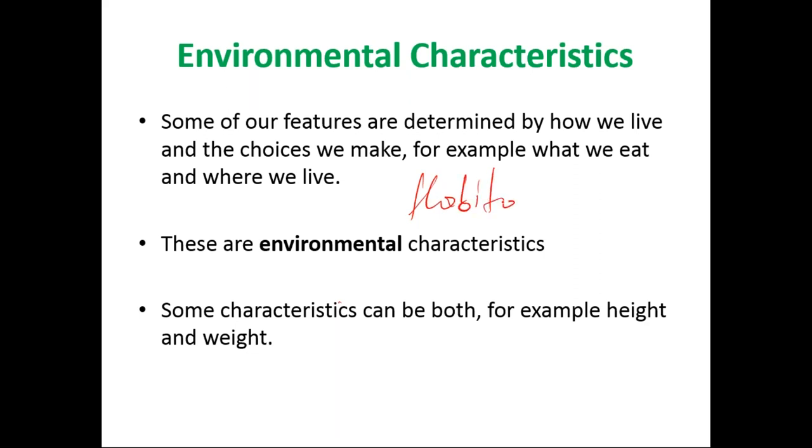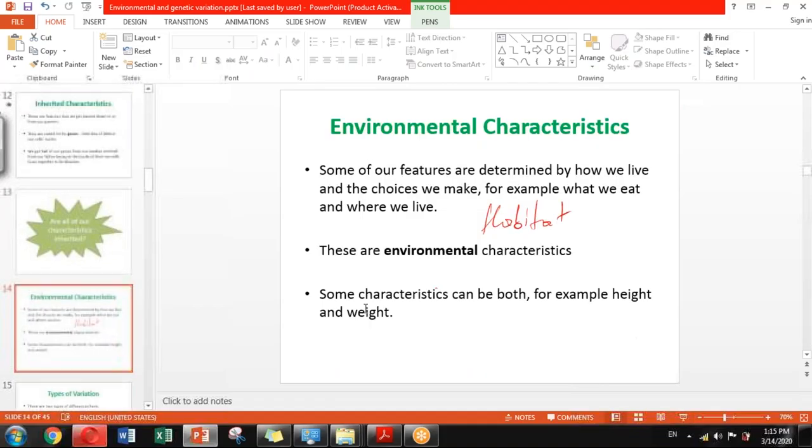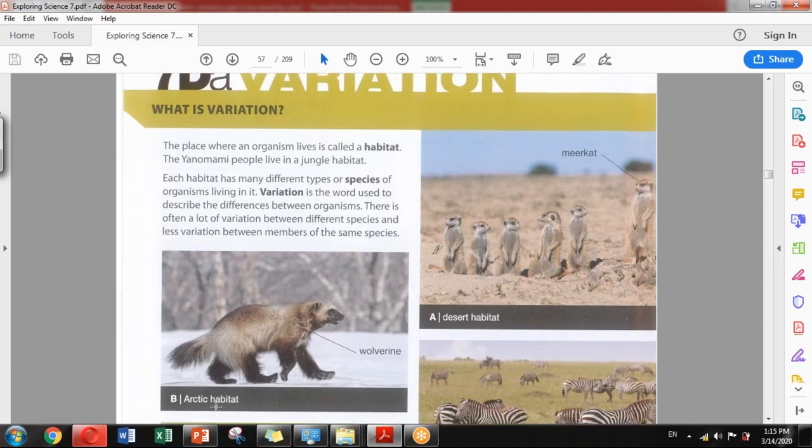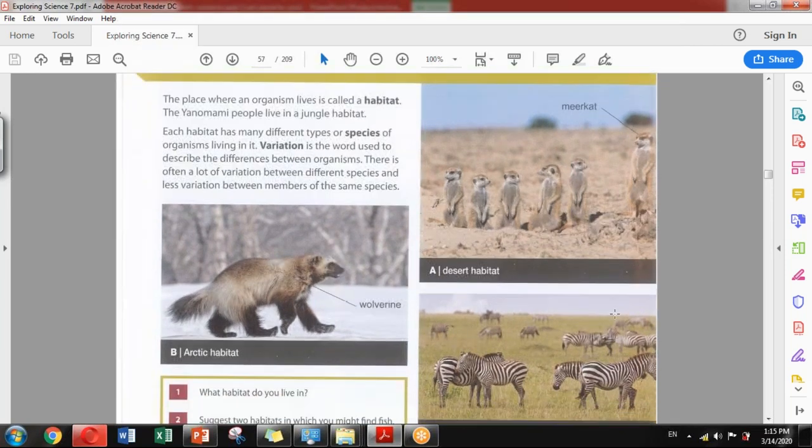What is habitat? Habitat is the place where an organism or organisms live. The place where we are living. In this case, let's look at our book. Look here, guys, we have desert habitat, arctic habitat, or here we have a savanna. So the different living places affect the organisms who are living there, and also their skin types, their feet types, the head types, all of them. The environment, the habitat, the living place has a great effect on this.